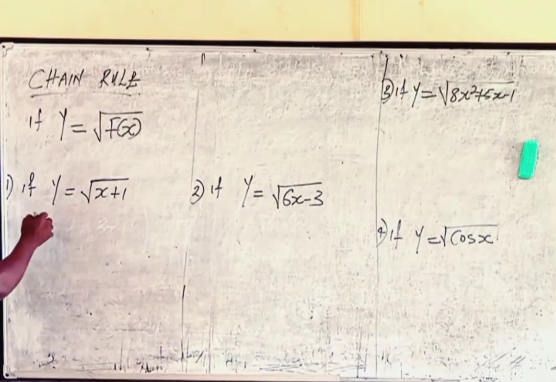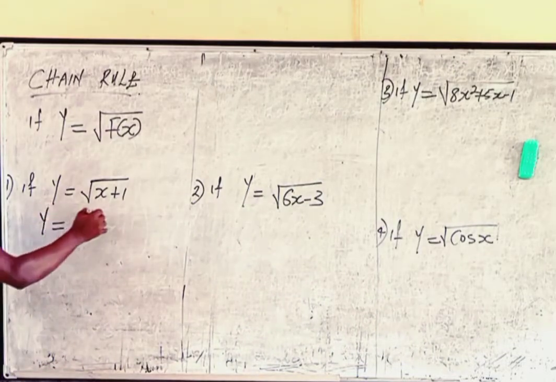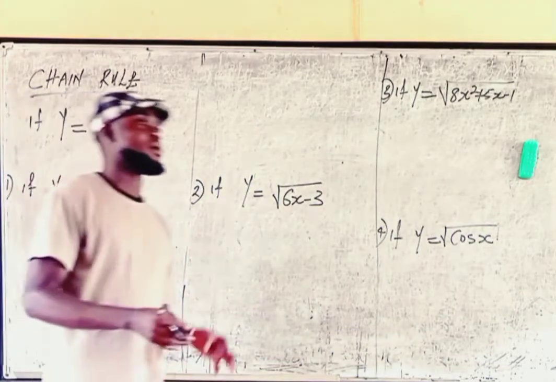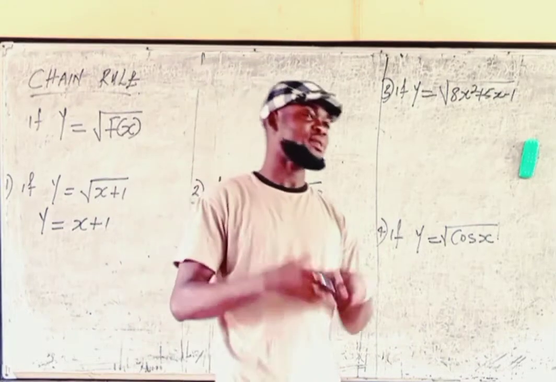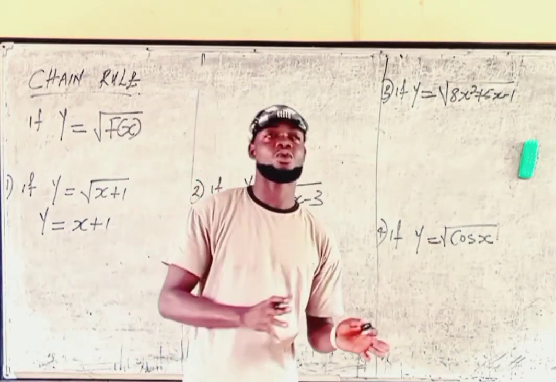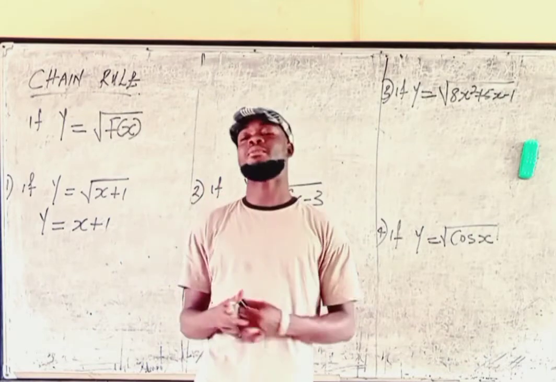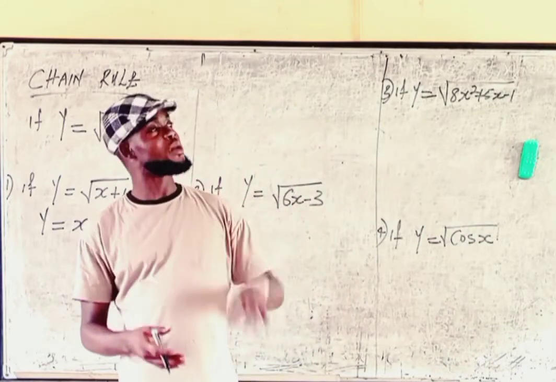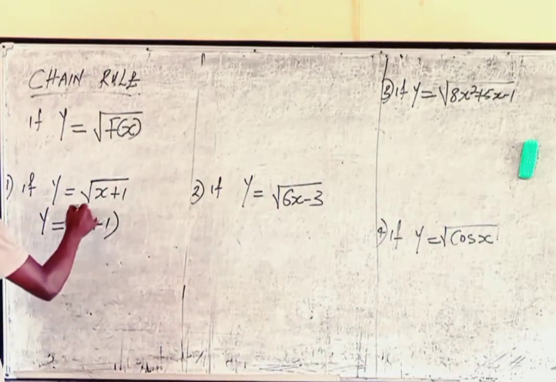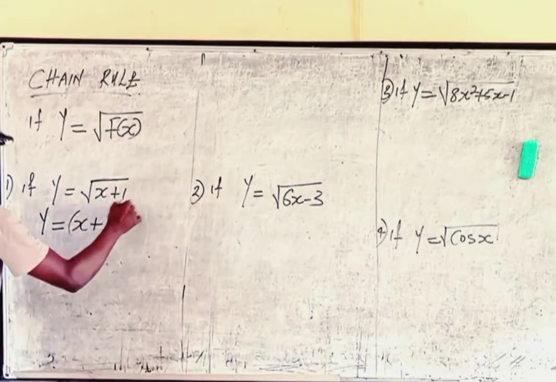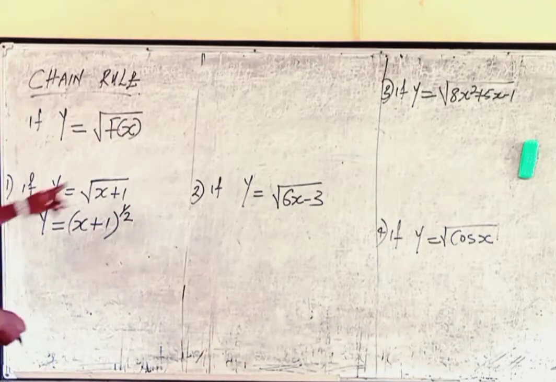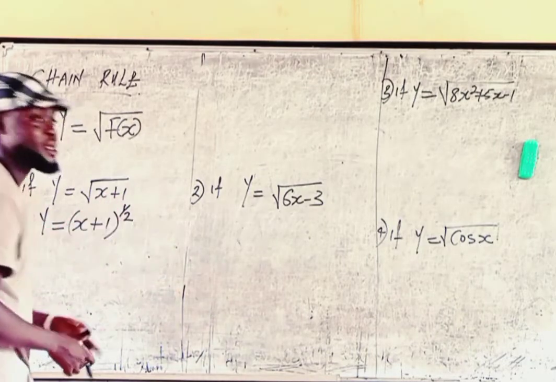The first thing I'm going to do is to remove the square root and put an equivalent sign that will take care of the square root. What is the same as the square root of a number? The square root of a number means that number raised to power half. The cube root means that number raised to power 1 over 3, and so on.